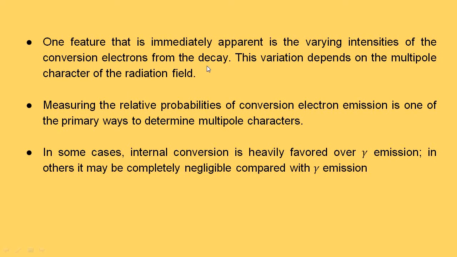One feature that is immediately apparent is the varying intensities of the conversion electrons from the decay. That means varying intensities of conversion electrons is one of the apparent things that you can see. This variation depends on the multipole character of the radiation field.